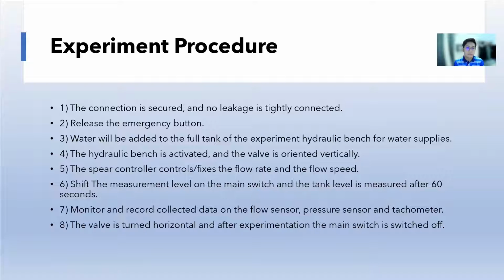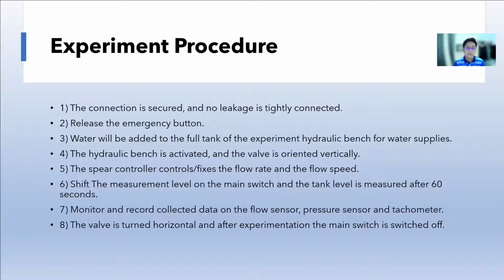The last part is the experiment procedure. Step number 1, make sure the connection is secure, tightly connected, and there is no leakage. Number 2, release the emergency button. Step number 3, water will be added to fill the tank of the hydraulic bench for water supply. Number 4, the hydraulic bench is activated and the valve is oriented vertically. Number 5, the speed controller controls the flow rate and the flow speed.